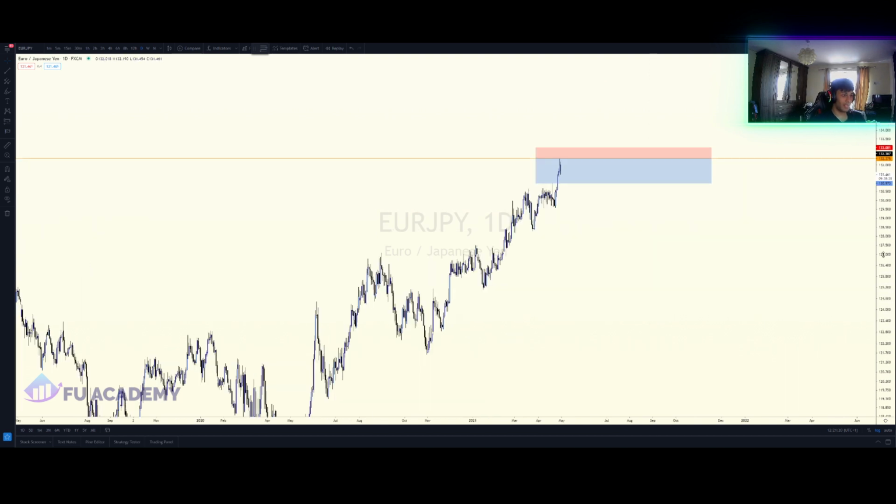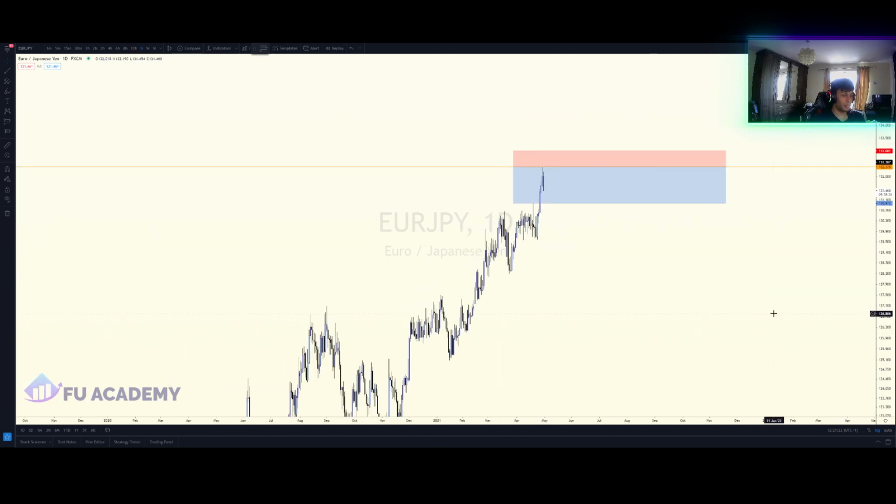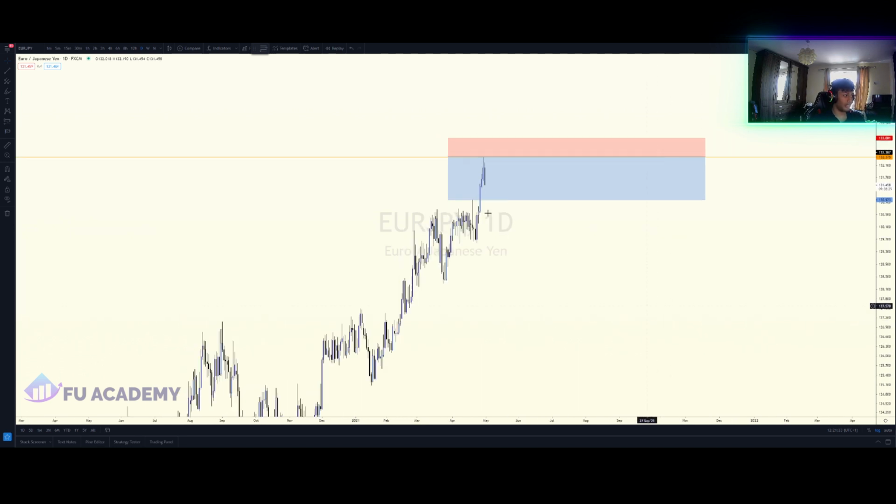And this is something that a lot of people need to understand: just because you have a break of structure on a 15-minute time frame or the 1 hour or lower time frames doesn't mean that break of structure is going to count on the higher time frame. Now you need to wait for a break of structure, a confirmation, on one of these higher time frames.